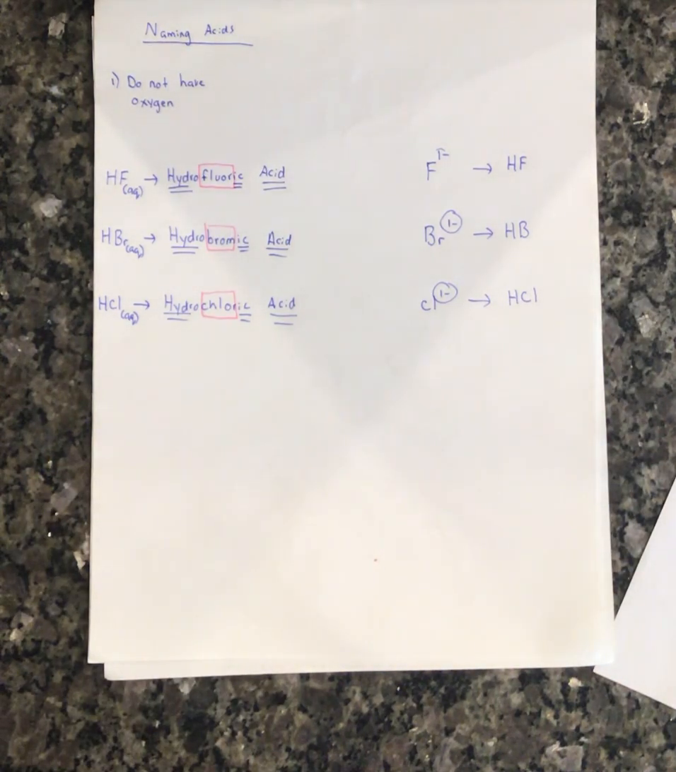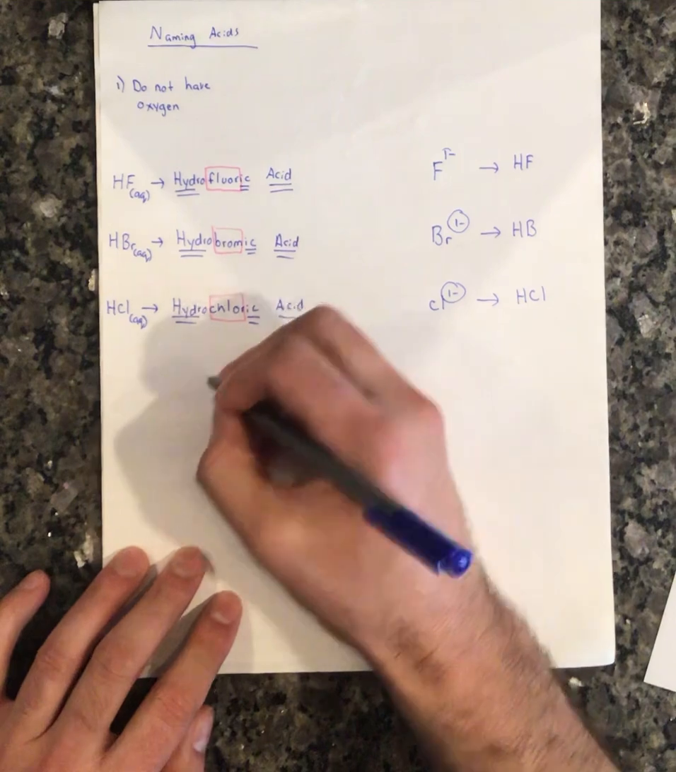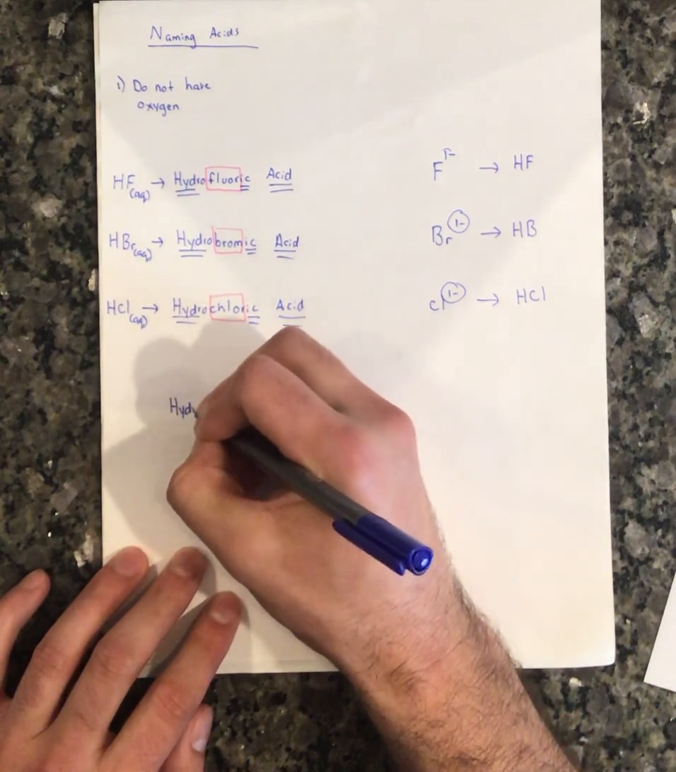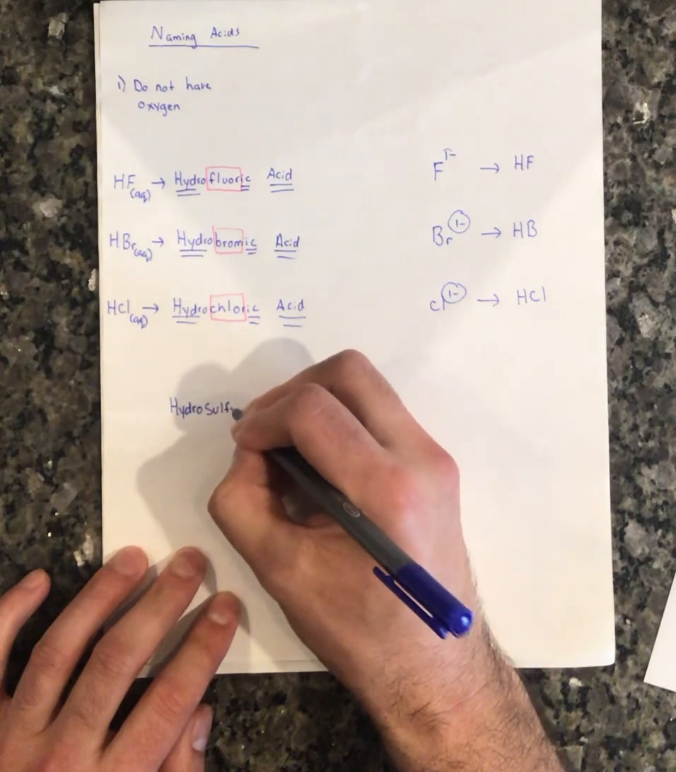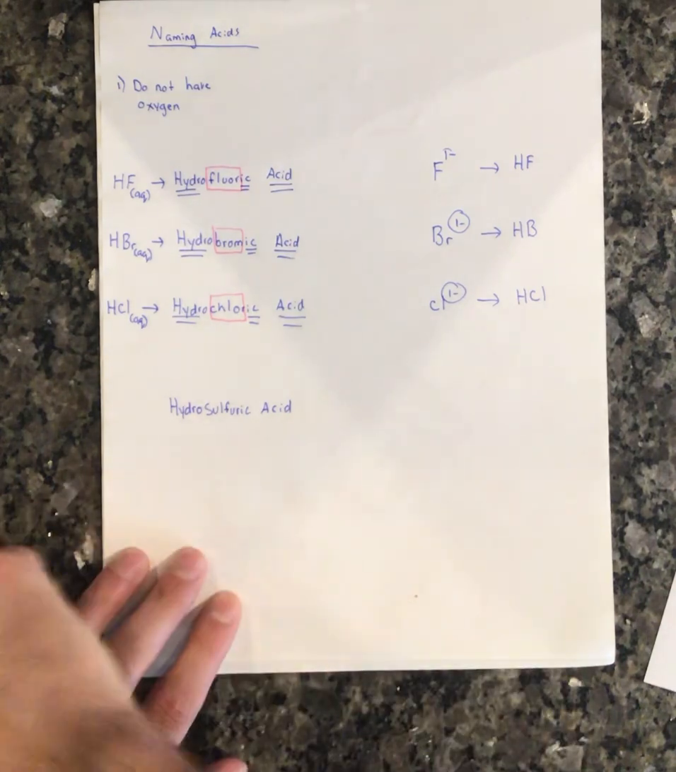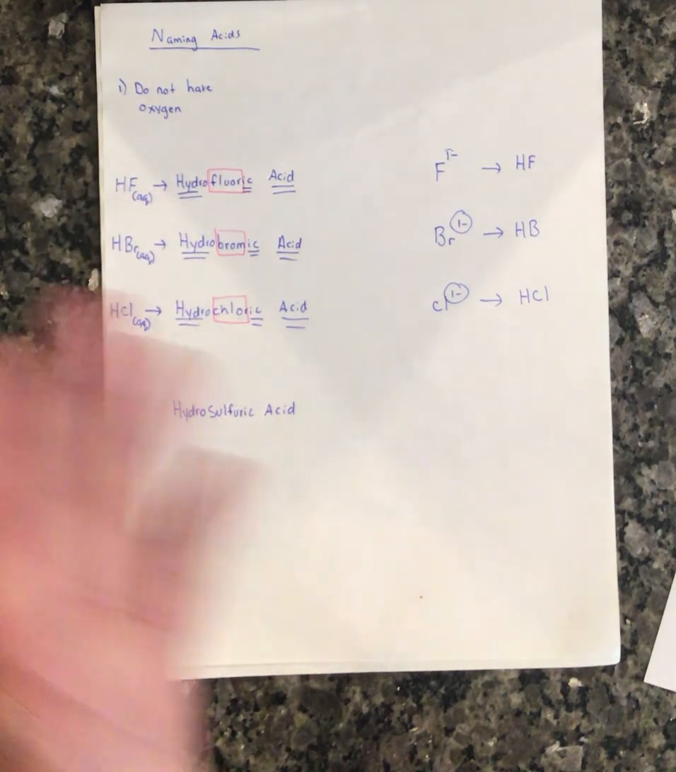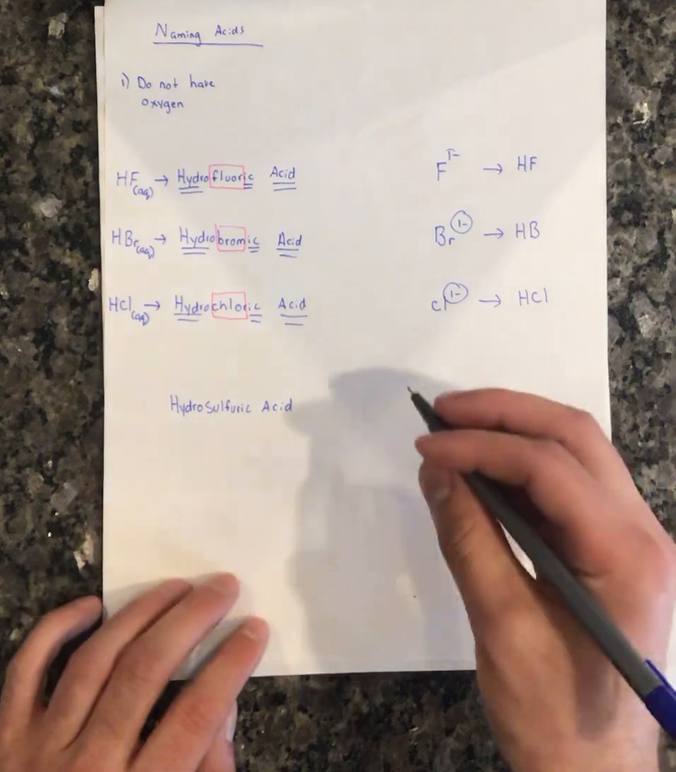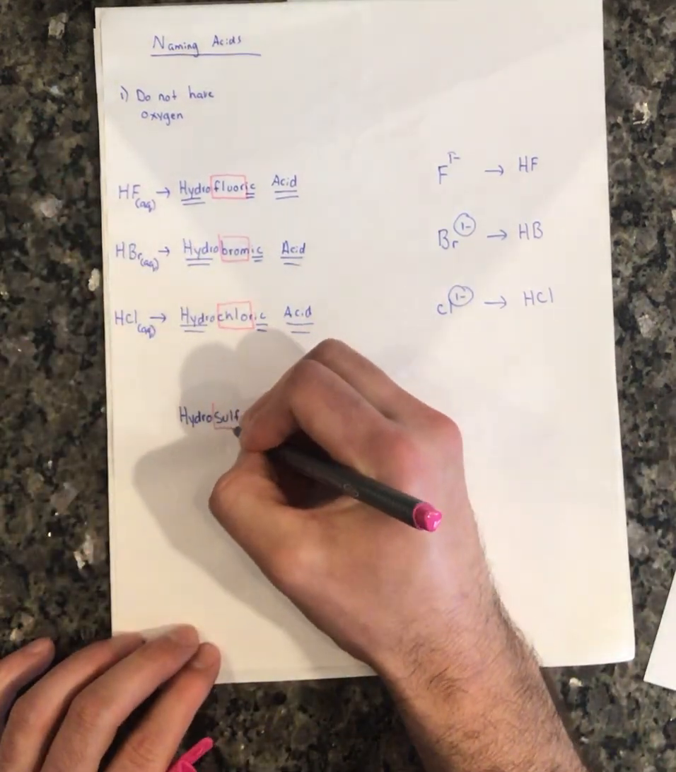Let's try one more, and then I'll get you guys to try it. What if I had the name hydrosulfuric acid? That's my name that I'm trying here. Now what we're going to try to do is come up with the formula. Most times I will give you the name and I'll expect you to come up with the formulas. So you're going to look for the root word. If I take a look here, I see sulfur.